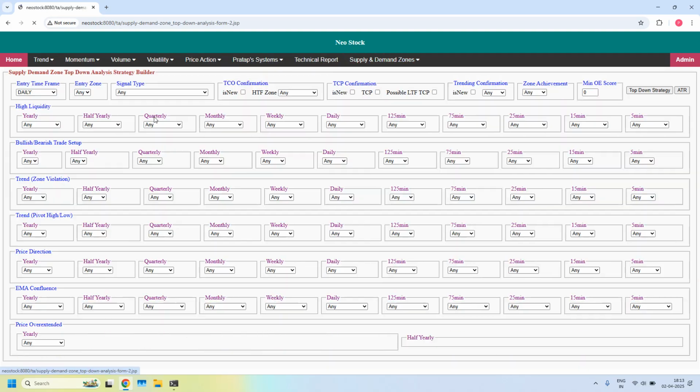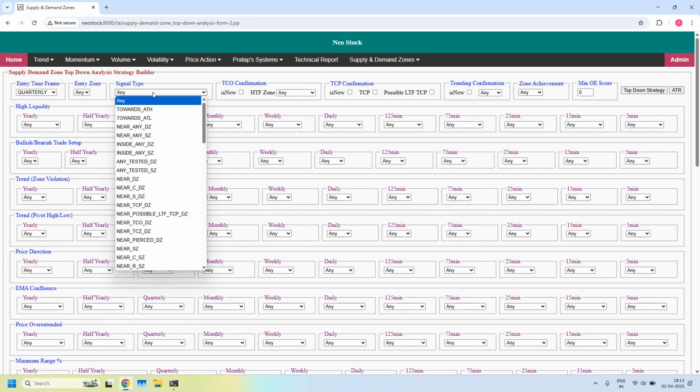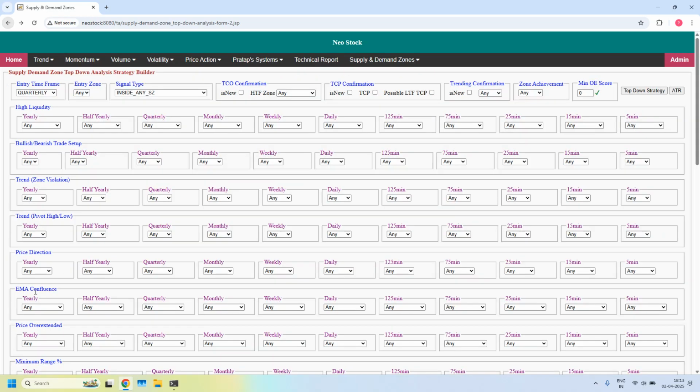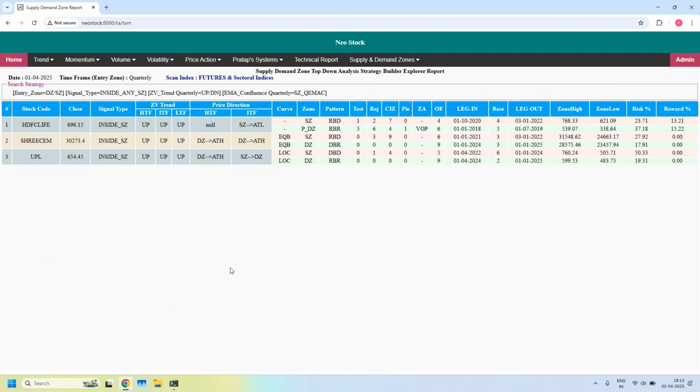Okay, next, quarterly time frame, price closed inside the quarterly supply zone, we got 7 stocks. We can further filter with quarterly supply zone having quarterly EMA confluence. And trend on the quarterly up or down. So 3 stocks we've got.